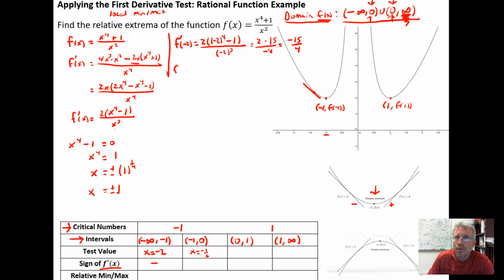You try to pick the easiest ones you can. So we're going to evaluate f prime at -1/2, which means we've got 2 times -1/2 to the fourth power minus the 1, over negative 1/2 cubed.